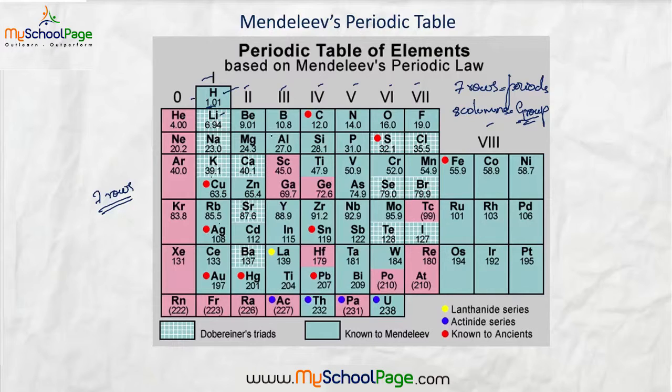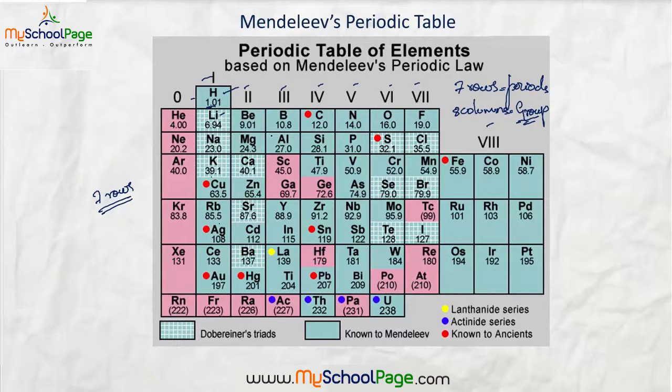In the second group, you can see there is one more example of Dobereiner's triads, that is calcium, strontium and barium. Another example you can see here, and there's one more example here: chlorine, bromine and iodine. Not only the Dobereiner's triads, all the elements in a particular group had similar chemical properties. This was the observation made by Mendeleev. And based on his observations, he proposed the periodic law.